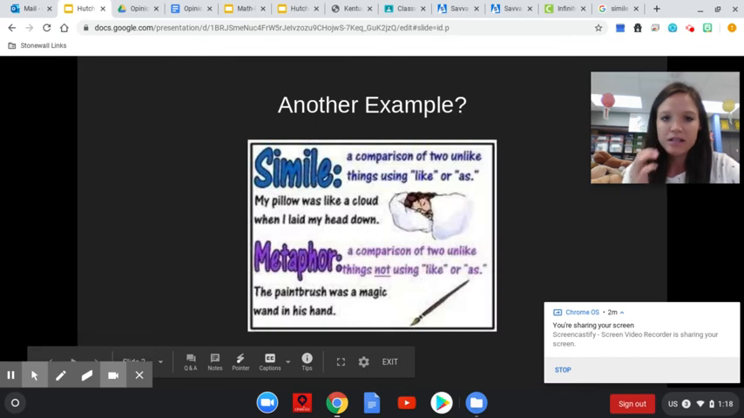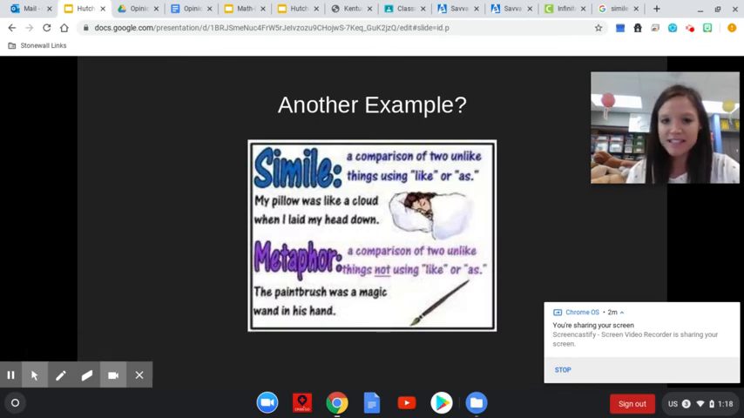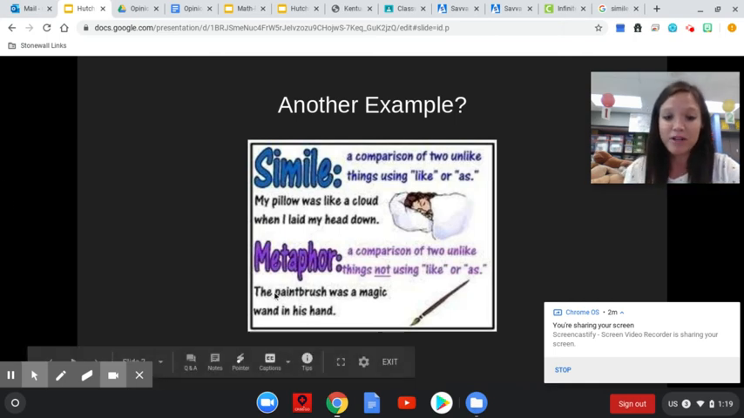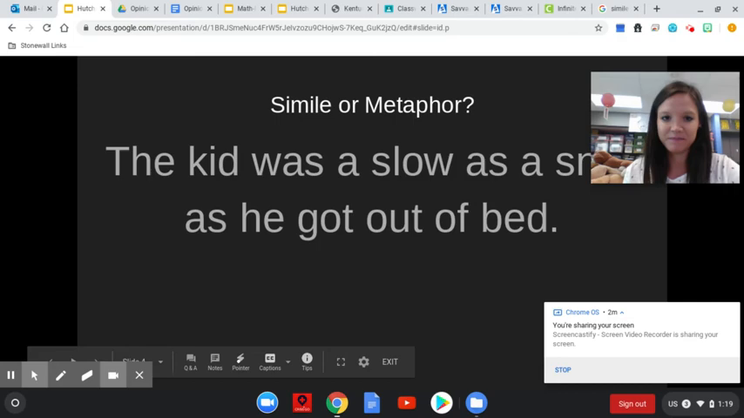So I just wanted to show you another example. This simile said, my pillow was like a cloud when I laid my head down. Okay, so they're comparing a pillow to a cloud and using that like or as there. Then another example of a metaphor is the paintbrush was a magic wand in his hand. So they're comparing a paintbrush to a magic wand by saying the paintbrush actually is something else. The paintbrush was a magic wand in his hand.